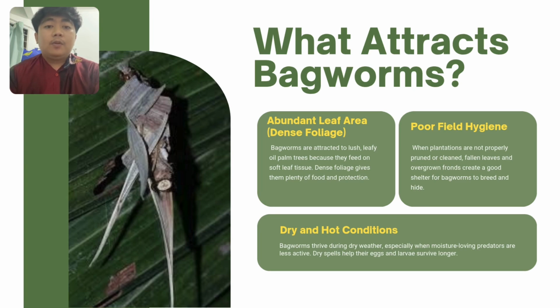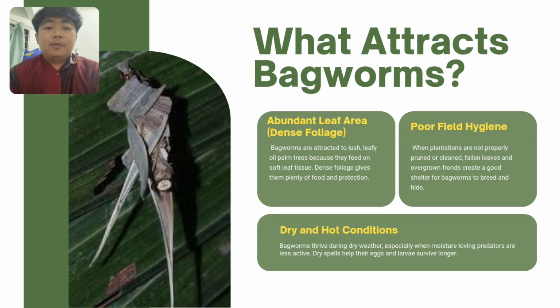Second, poor field hygiene creates ideal condition for bagworm. When plantations are not properly pruned or cleaned, fallen leaf and overgrown fronds create excellent shelter for bagworm to breed and hide. This poor maintenance gives them perfect breeding grounds.